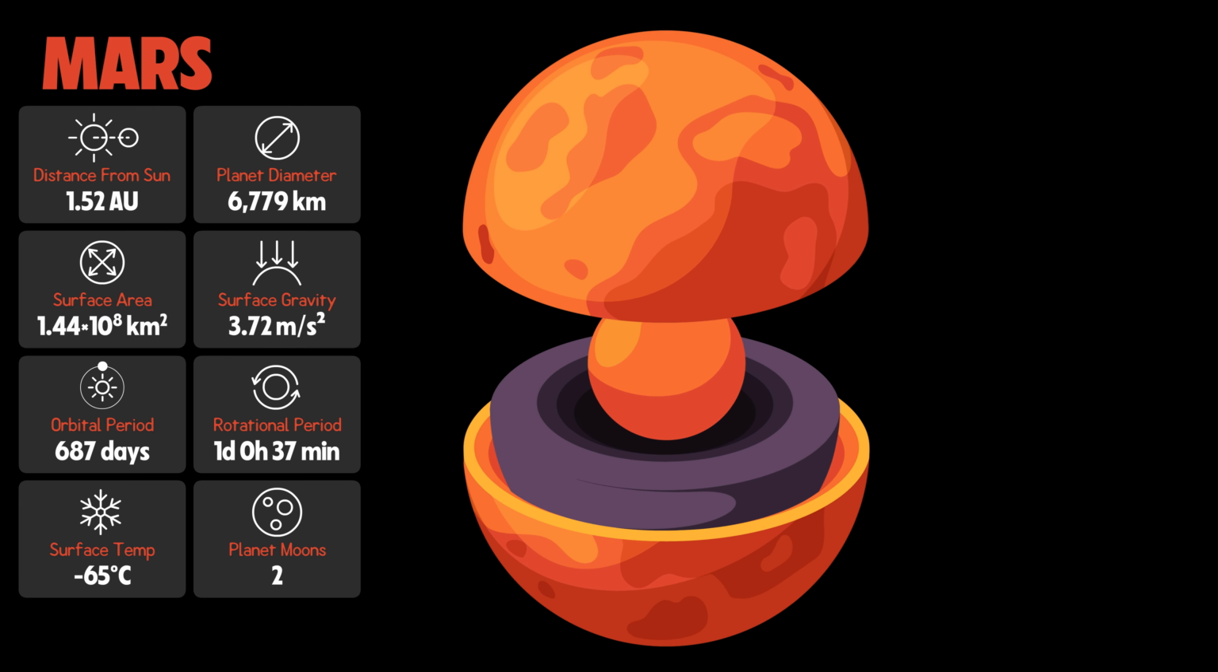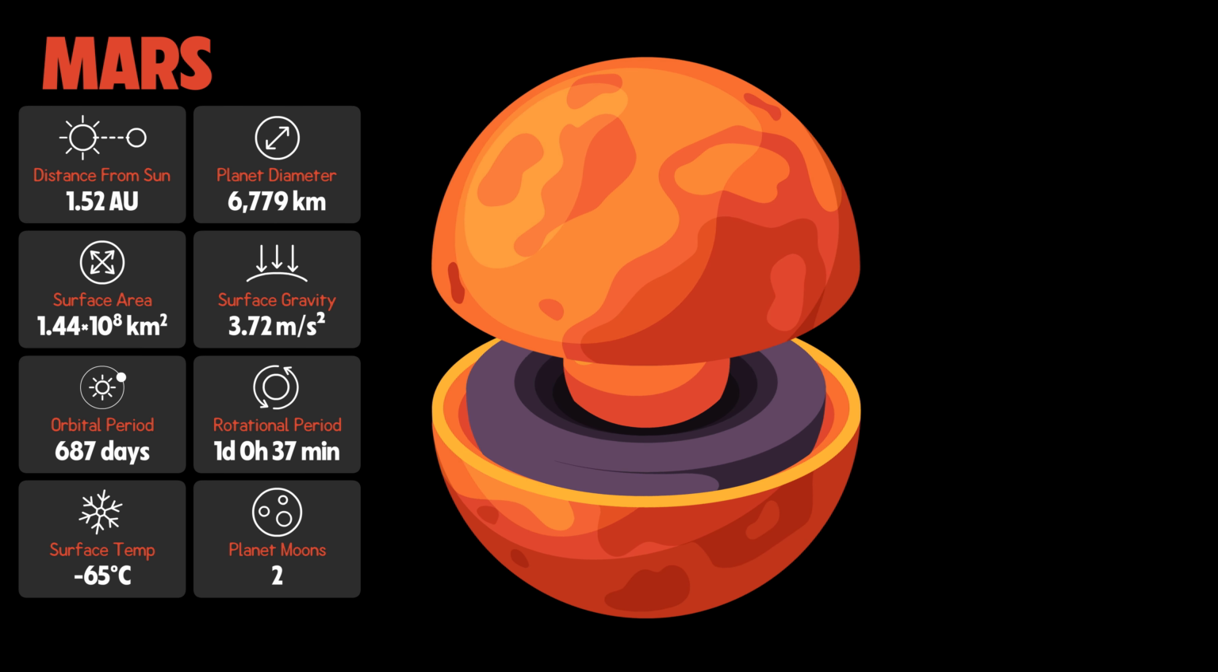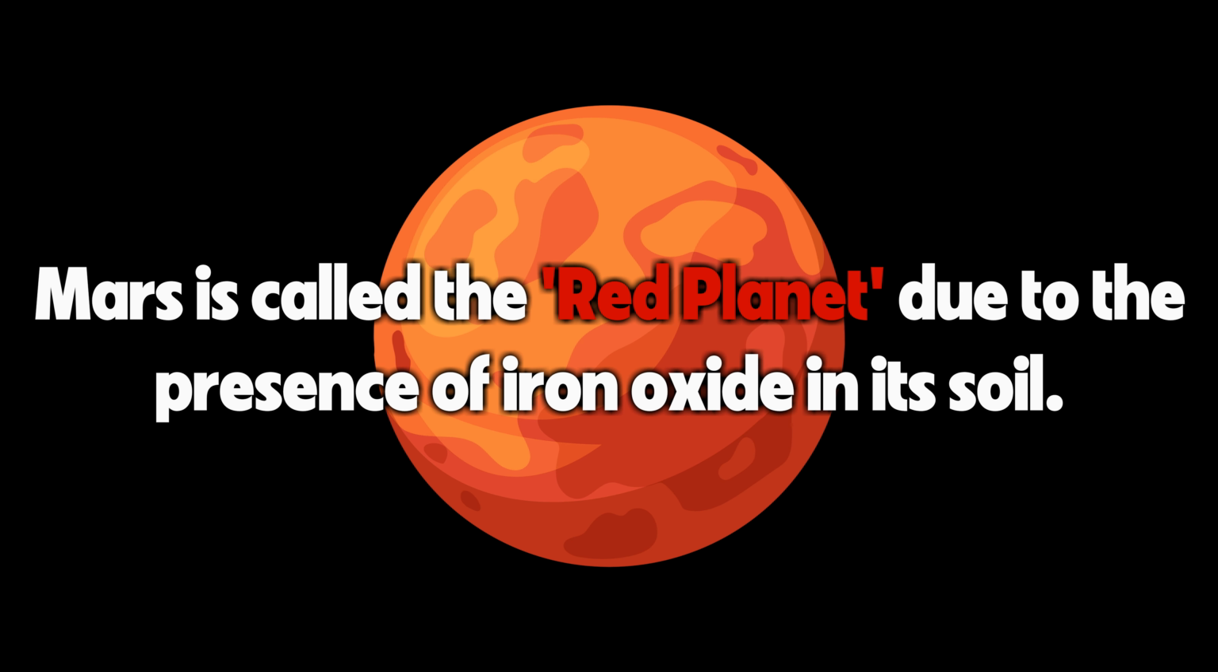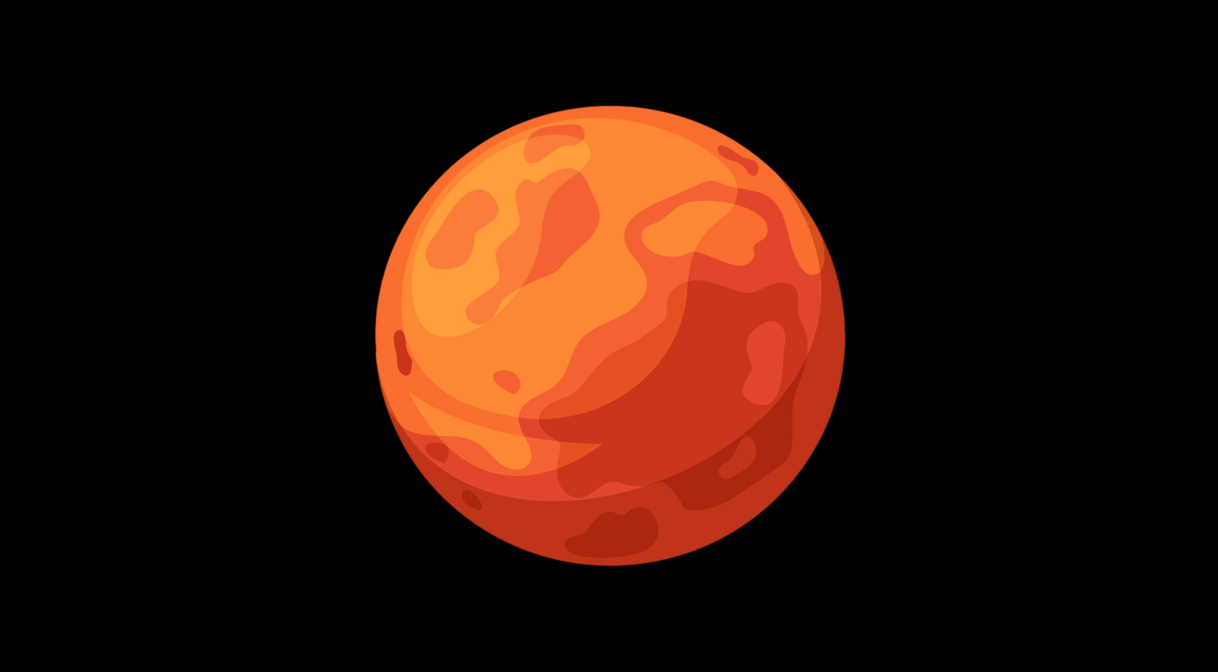Mars' structure consists of the following three main layers: the crust, a thin layer of rock; the mantle, a solid layer beneath the crust, possibly with some molten rock; and the core, likely composed mostly of iron. An interesting fact is that Mars is called the red planet due to the presence of iron oxide in its soil.